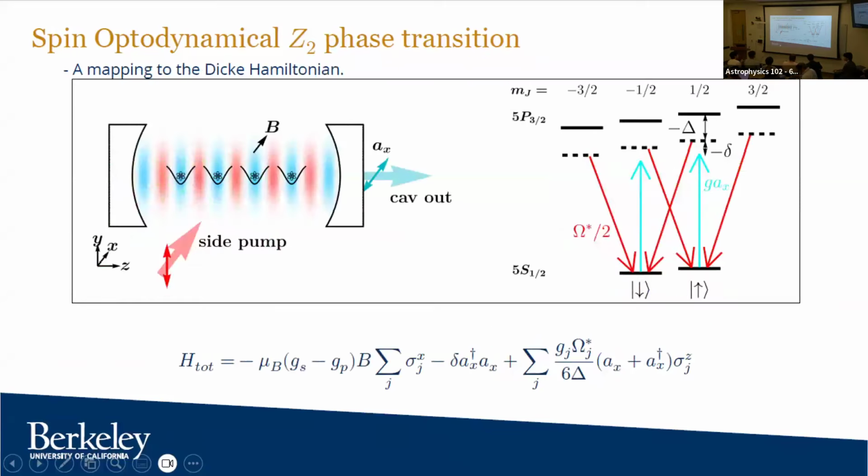Now that's the more intuitive picture. A more rigorous picture comes from the Hamiltonian, where if you add up the pump field, symbolized by these sigma plus and sigma minus light, and the cavity field, labeled here by the pi light, you end up with a Raman coupling that couples the sum of all local spins to the horizontal cavity mode. And that's indeed the Dicke Hamiltonian.